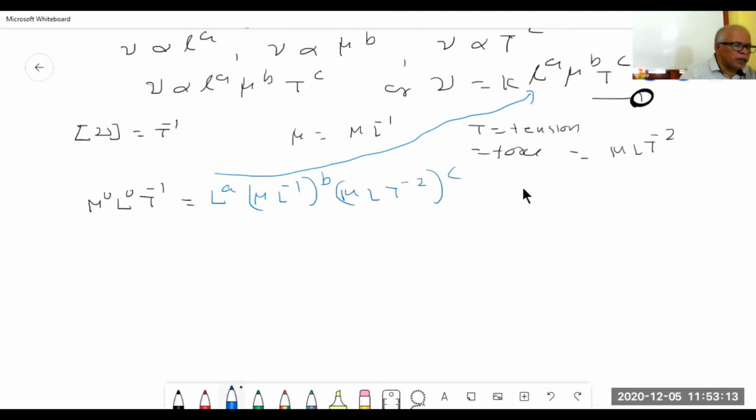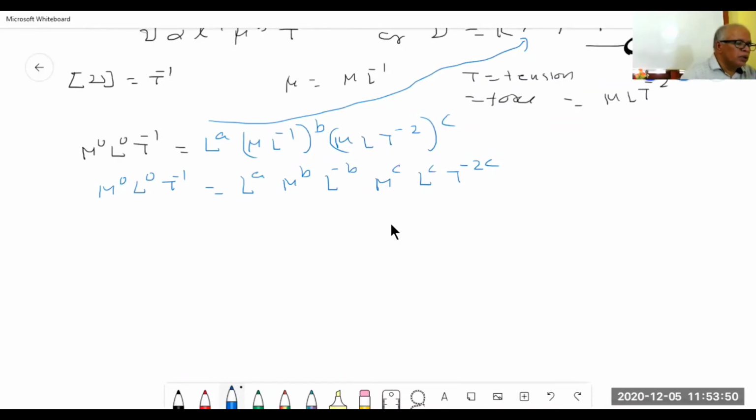So open the brackets. What will you get? m raised to 0, L raised to 0, T raised to minus 1 is equal to L raised to A, m raised to B, L raised to minus B, then m raised to C, L raised to C, T raised to minus 2C.